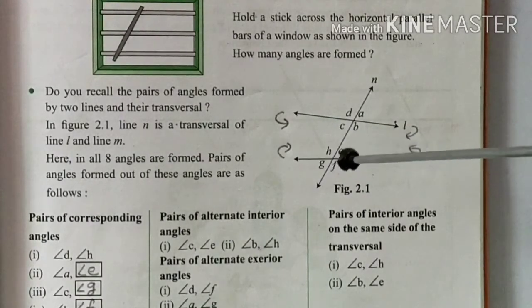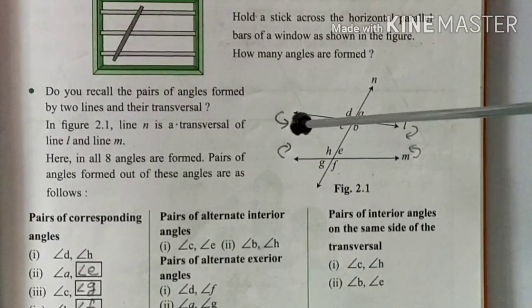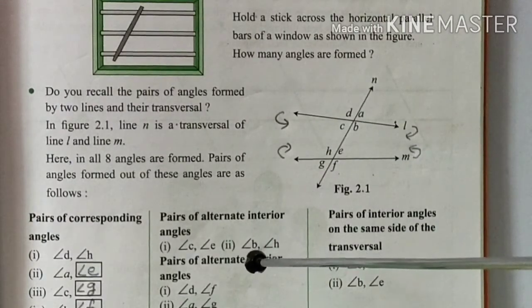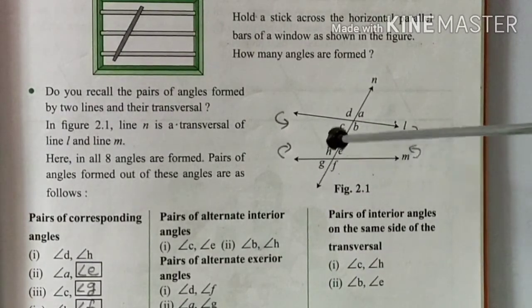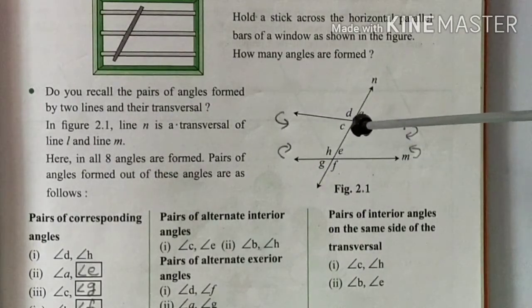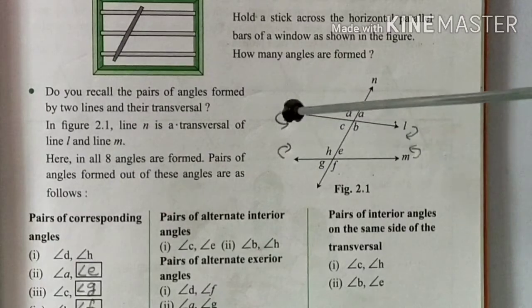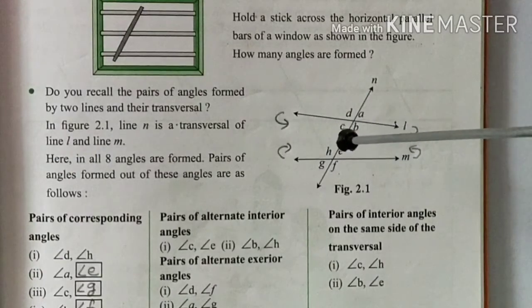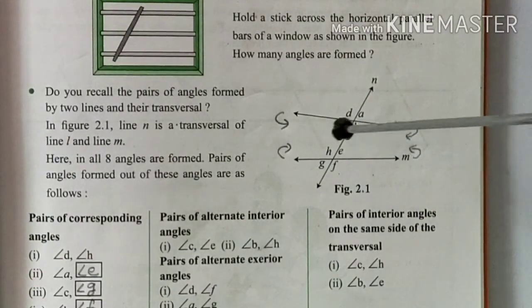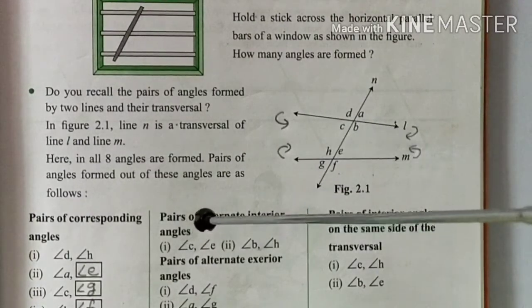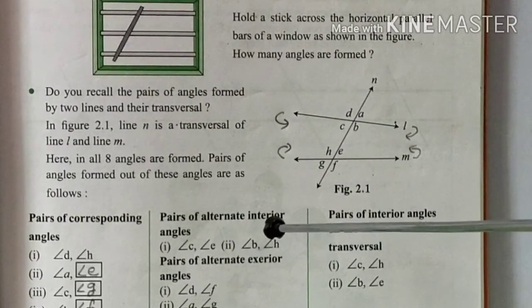Angle E is on the right side of the transversal and in the interior portion of the two lines. And another pair is what? Angle B and angle H. So these pairs are known as what? Alternate interior angles. As we notice here, the letter Z is formed for angle C and angle E, and here is the mirror image of that Z. So according to that, we can find the pair of alternate interior angles.